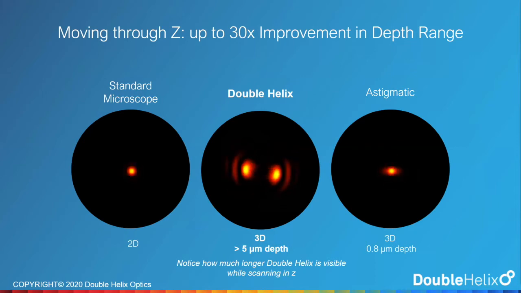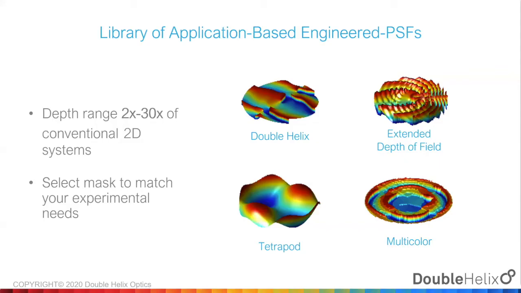The double helix PSF is one example of engineered PSF that we offer. We have a broad range of phase masks that can give you from about 2x to 30x increase in the depth of field as compared to a standard Airy disk system. We also offer multicolor phase masks that exhibit two different PSFs based on the emission color of the molecule, allowing one to simultaneously image two different fluorophores.